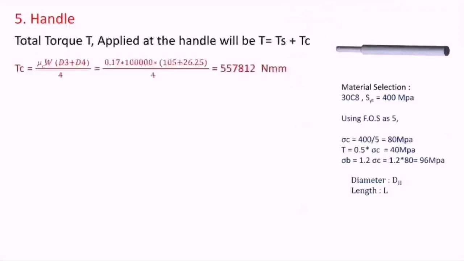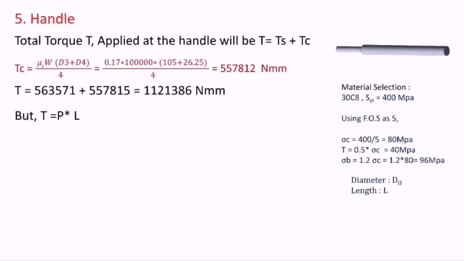So Tc is given as mu c into W into (d3 plus d4) divided by 4. On solving this I will get Tc is equal to 557812 Newton mm. Hence total torque will be Tc plus Ts, that is 1121386 Newton mm.